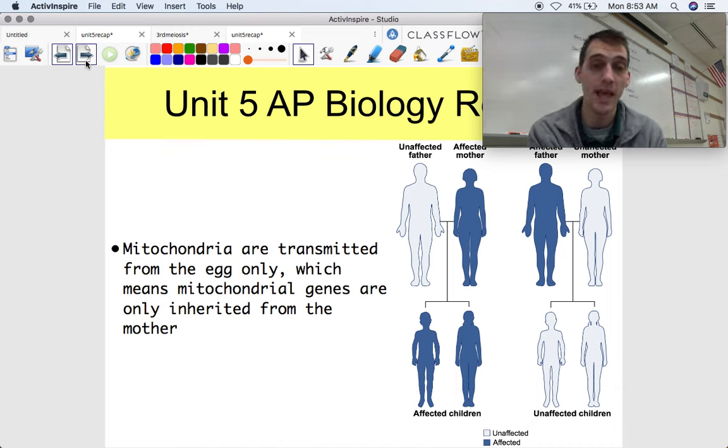Another example of where Punnett squares don't do the job is our mitochondrial inheritance. Mitochondria are transmitted from the egg only, which means that mitochondrial genes are only inherited from the mother. So if the mother has a mitochondrial disease, all of her children are going to get it. But if the father has the mitochondrial disease, none of his children are going to get it.